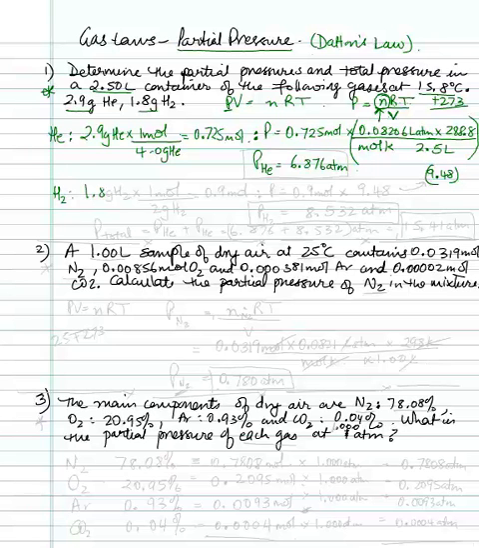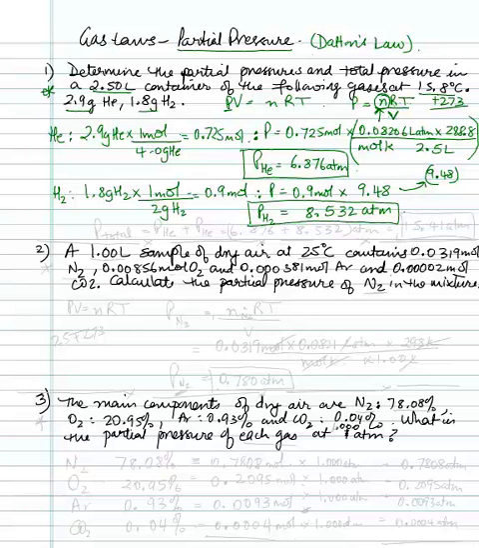Then we'll do the same thing for hydrogen. We have 1.8 grams of hydrogen times 1 mole over 2 grams of hydrogen, and this is equal to 0.9 mole of hydrogen. So now pressure is equal to 0.9 mole times 9.48 coming from here. The pressure of hydrogen gas is equal to 8.532 atmosphere. So this is the individual pressure exerted.